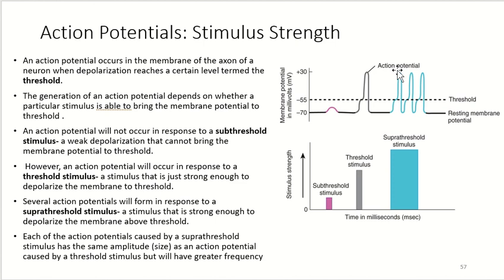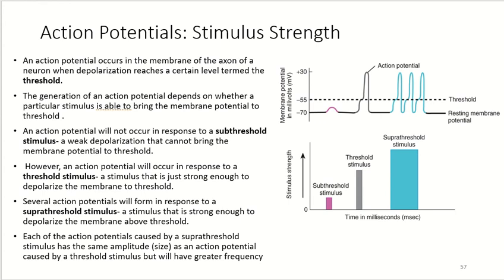Right? So we're not going to have any difference in amplitude like we would see in our graded potentials, where a larger stimulus would result in a larger graded potential. With action potentials, a really big stimulus, a supra-threshold stimulus, is simply going to result in multiple action potentials of the same amplitude. But they're going to be the same amplitude as an action potential that is caused by just a normal threshold stimulus. Right? So that is a big difference between an action potential and a graded potential.